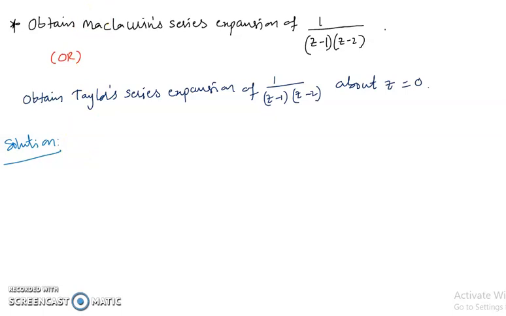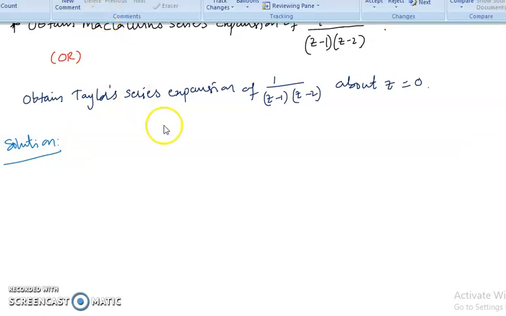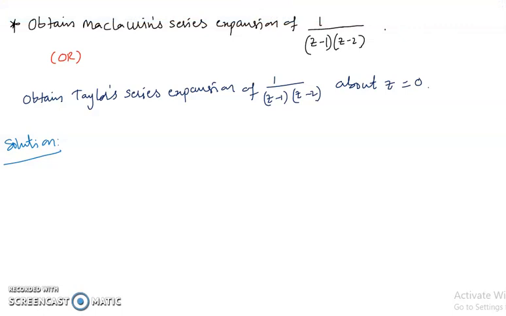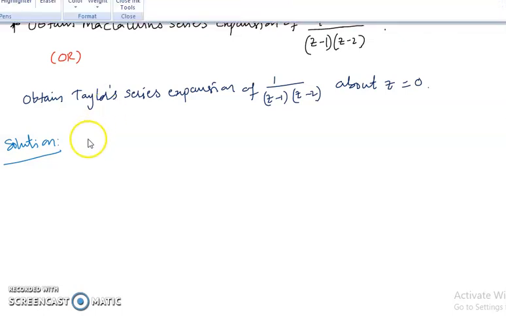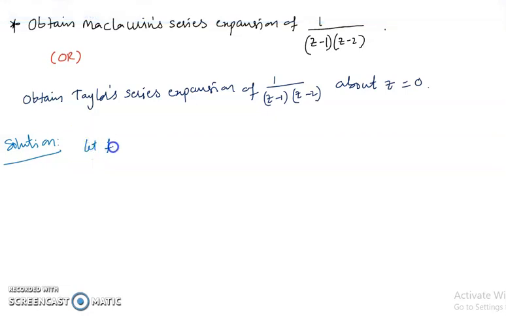We write the given function as f of z equals 1 by (z minus 1) into (z minus 2). In the denominator we have factors, so we need partial fractions first. So we can write this as a by (z minus 1) plus b by (z minus 2).